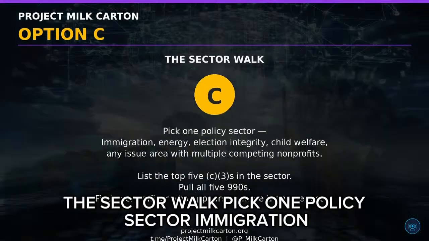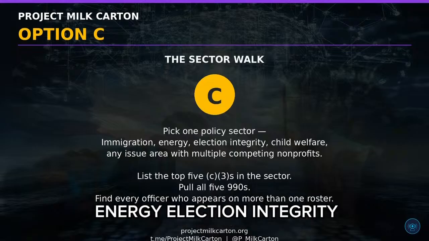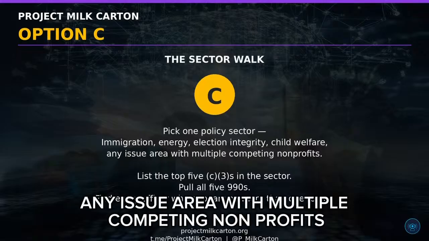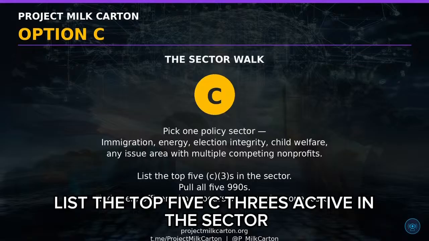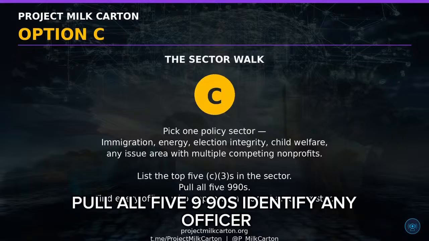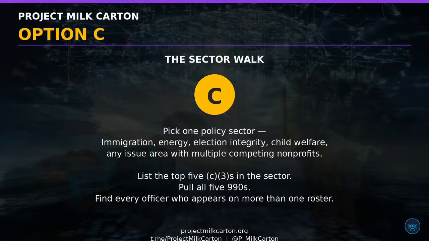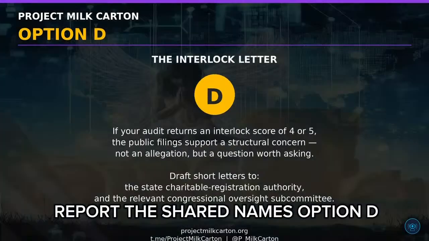Option C. The Sector Walk. Pick one policy sector: immigration, energy, election integrity, child welfare. Any issue area with multiple competing nonprofits. List the top 5 C3s active in the sector. Pull all 5 990s. Identify any officer, director, or key employee who appears on more than one roster. Report the shared names.